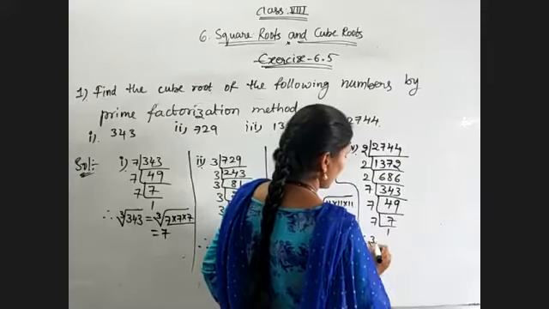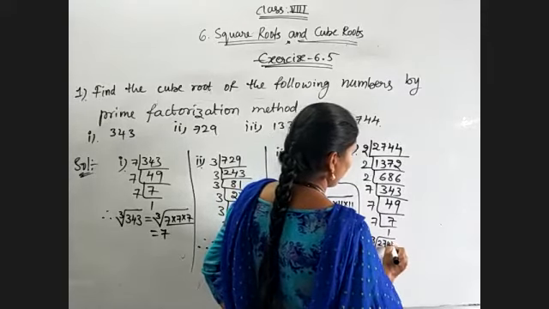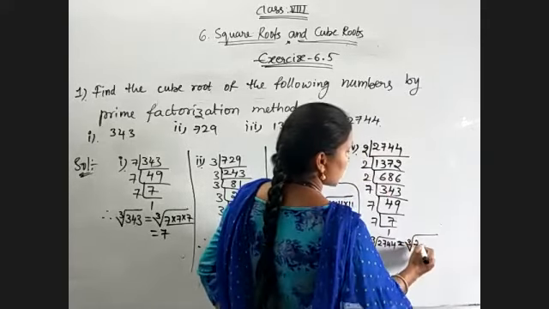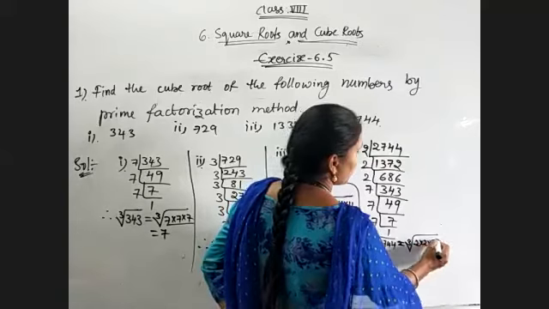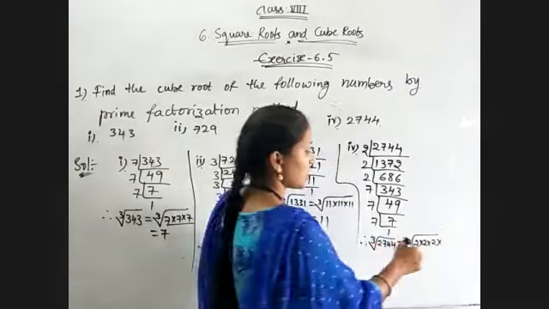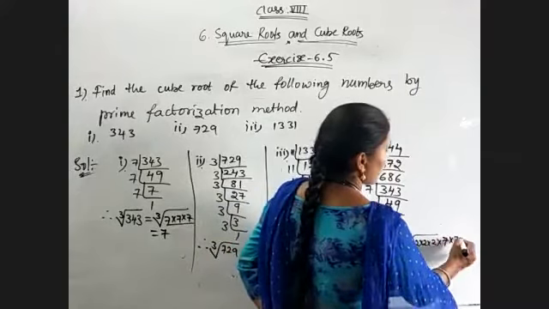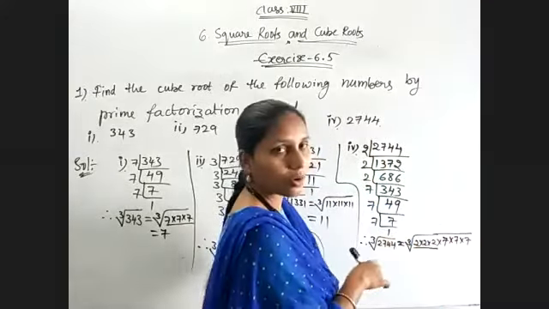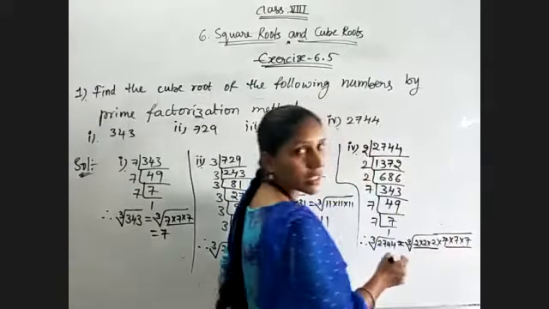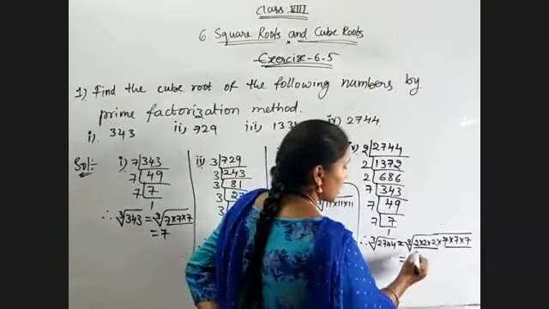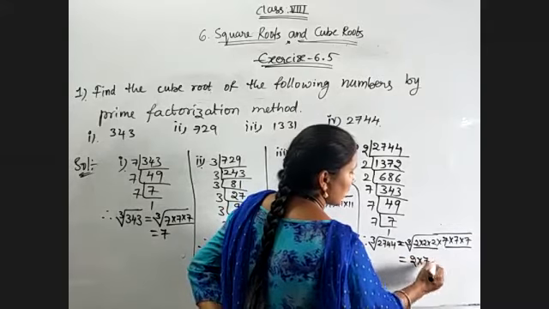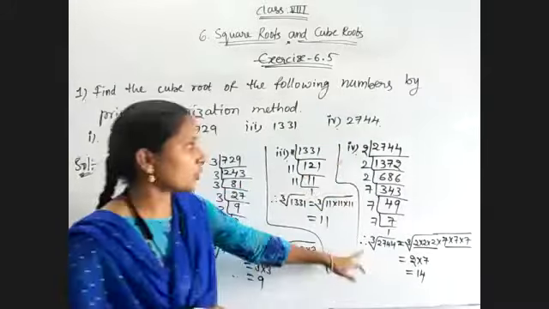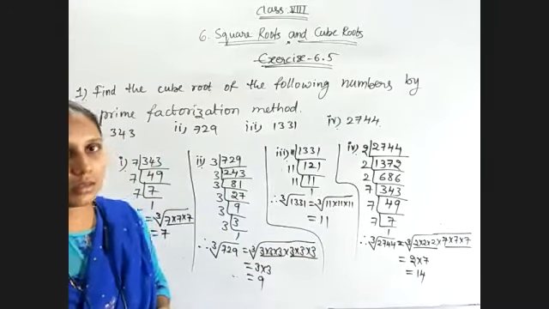Therefore, cube root of 2744 is equal to cube root of 2 thrice came, 2 into 2 into 2, and 7 also came 3 times, so that is 7 into 7 into 7. So for these three 2s, we can write one 2 outside, and for three 7s, we can write one 7 out of the root. That is 2 into 7, we will get. So 2 7s are 14. Cube root of this number is equal to 14.